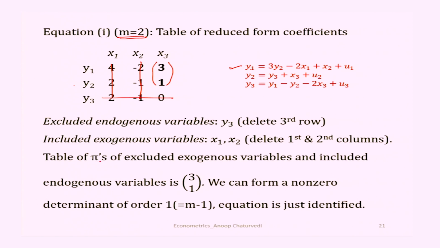So, we get the table of pies of excluded exogenous variables and included endogenous variables, say 3, 1. Then we can form a non-zero determinant of order 1, that is small m minus 1. For the first equation, m is equal to 2. So, the equation is just identified.